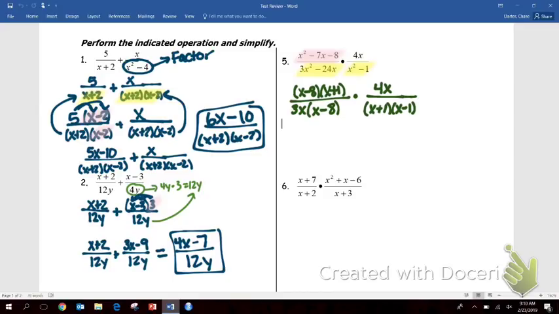All right, now when we're multiplying, now that we have everything factored out, we make a mega fraction. And we put all the numerators together in the numerator, and all the denominators together in the denominator.